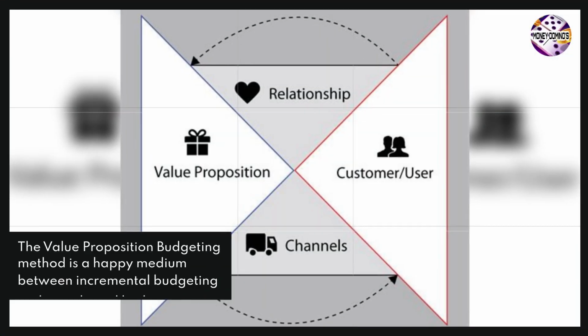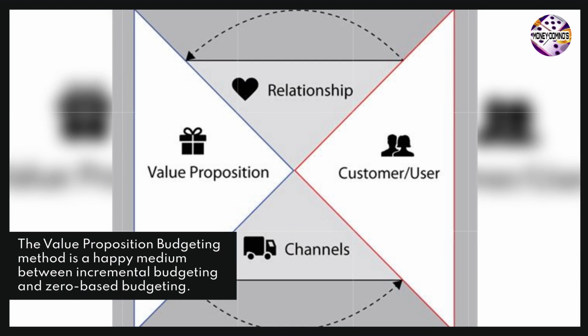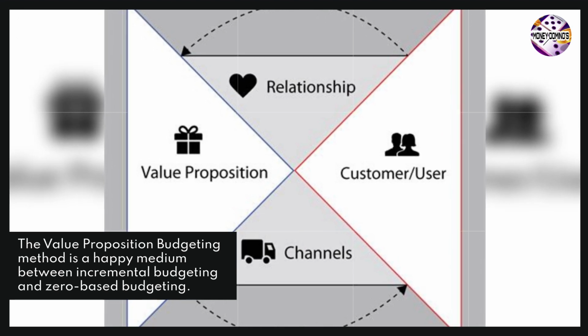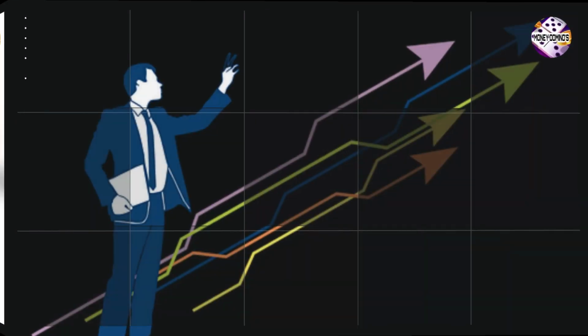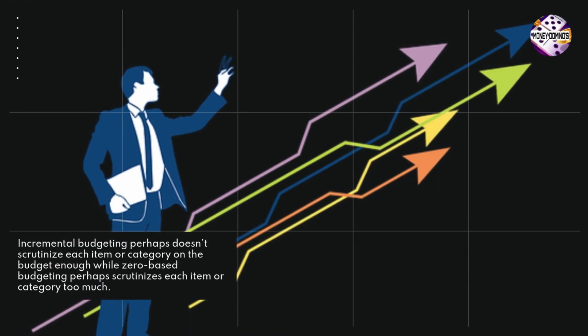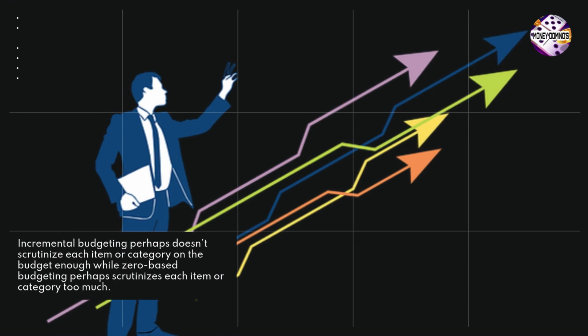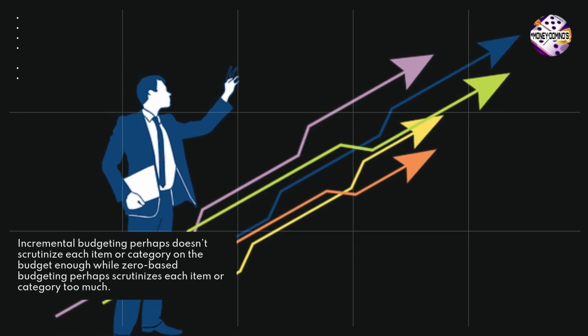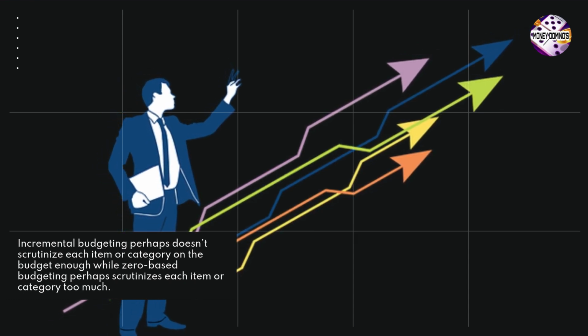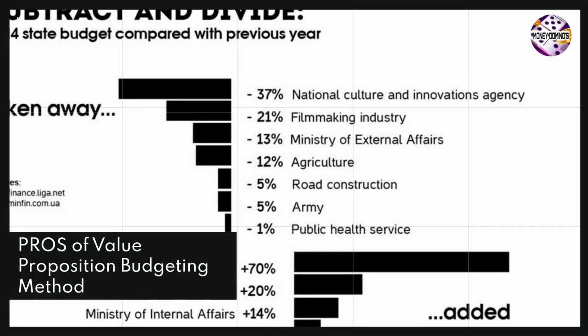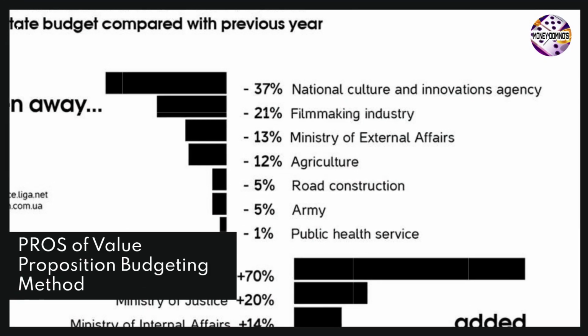The value proposition budgeting method is a happy medium between incremental budgeting and zero-based budgeting. Incremental budgeting perhaps doesn't scrutinize each item or category on the budget enough, while zero-based budgeting perhaps scrutinizes each item or category too much. Pros of value proposition budgeting method.